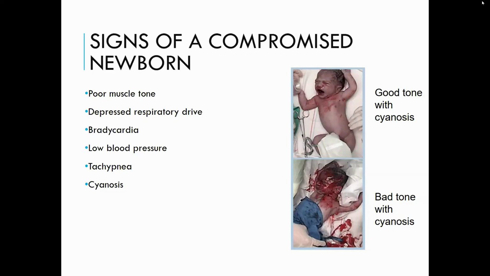Most babies will have some blue hue and cyanosis to them, but what is normal and what is not normal? Having central cyanosis is never a good sign, versus having acrocyanosis, which is just cyanosis in the distal extremities, is normal in almost any newborn.